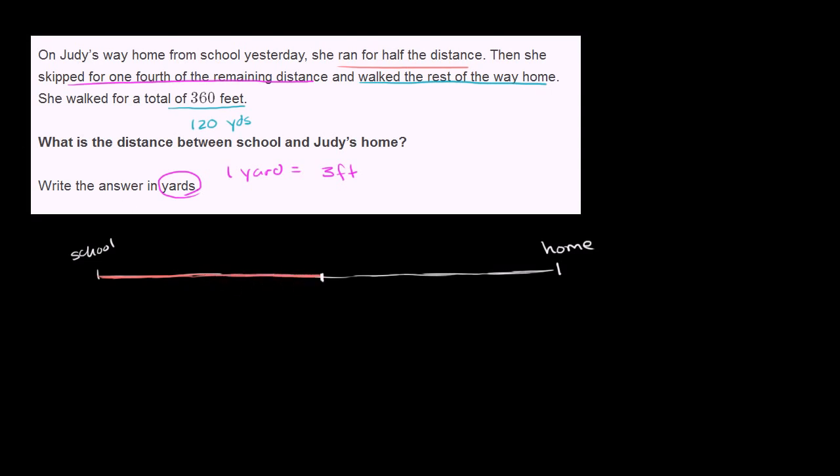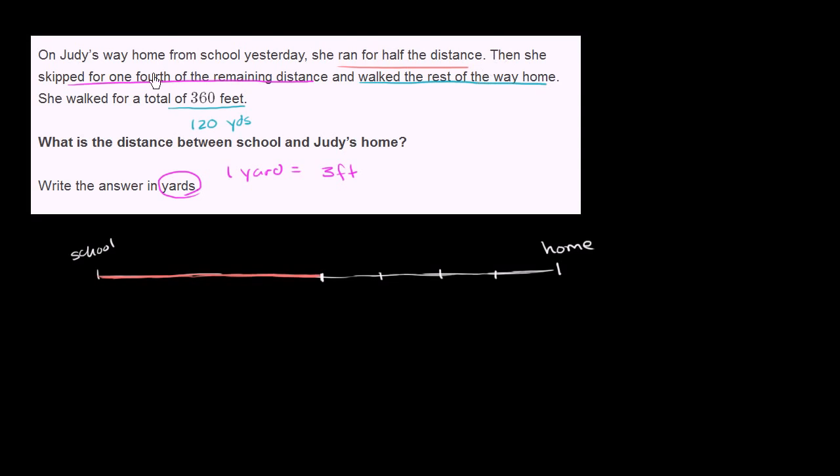Then they say, then she skipped for 1/4 of the remaining distance. So let's be clear. The remaining distance is what I haven't filled in orange yet. So let's mark that off into fourths of the remaining distance. That's 1/4, 2/4, 3/4. So we took the remaining distance and we divided it into fourths.